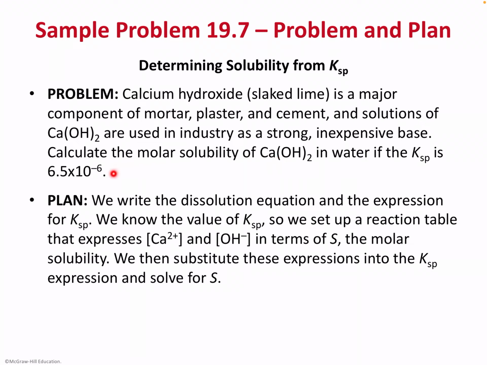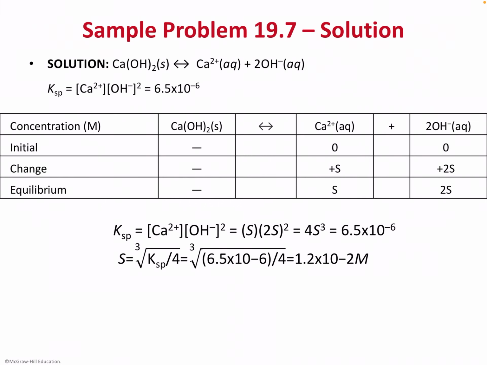Now we're going to do back calculation. KSP given. Again, the first thing is we're going to go ahead and write down the equation, expression. Okay. So calcium hydroxide is going to dissociate into calcium ions and 2 hydroxide ions. And we were given KSP. When you write the expression, KSP would be calcium 2 plus times hydroxide squared. And the number is 6.5 times 10 to the negative 6.